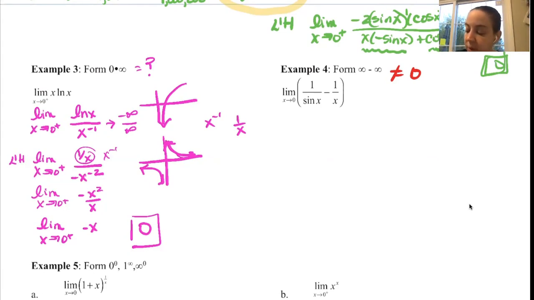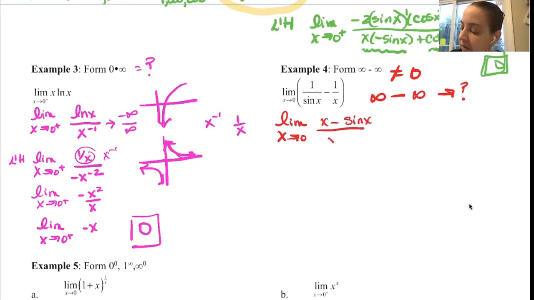So we need to get it into that indeterminate form, but let's back up before we get there. 1 over sine of x is 1 over 0, which is infinity, minus 1 over 0 is infinity, so infinity minus infinity. Question mark, we don't know what that is. We need to be able to use L'Hopital, but L'Hopital only works for a quotient. Right now I have 2 quotients. I want 1 quotient. Common denominators. So this is the limit as x approaches 0 of x minus sine of x all over x sine of x.